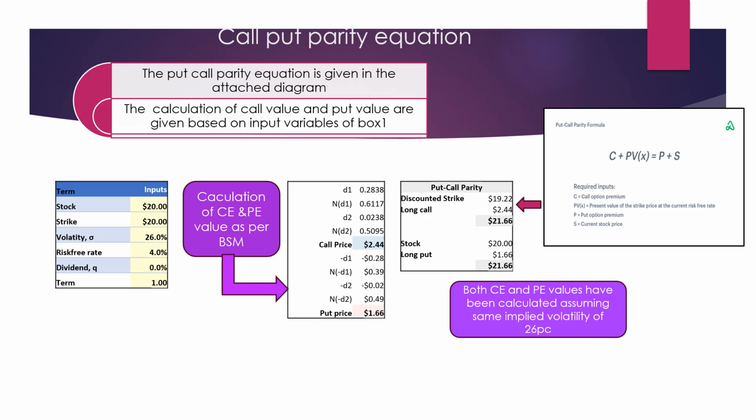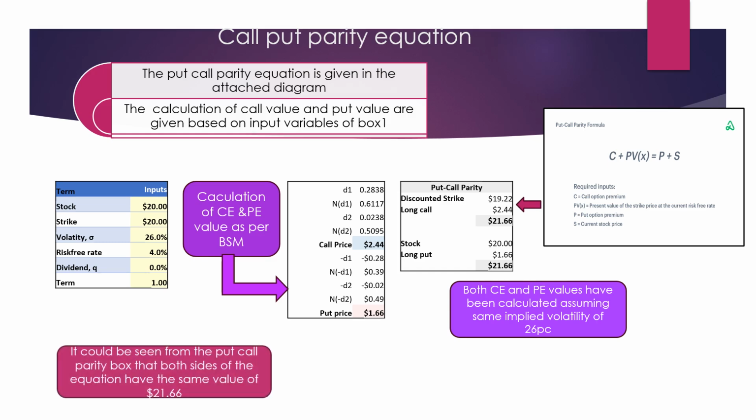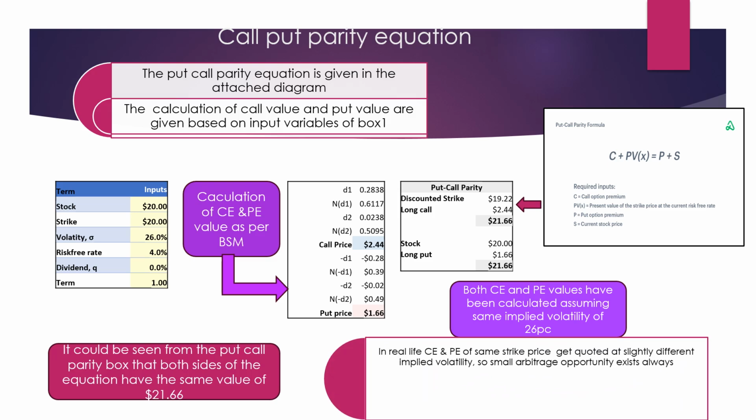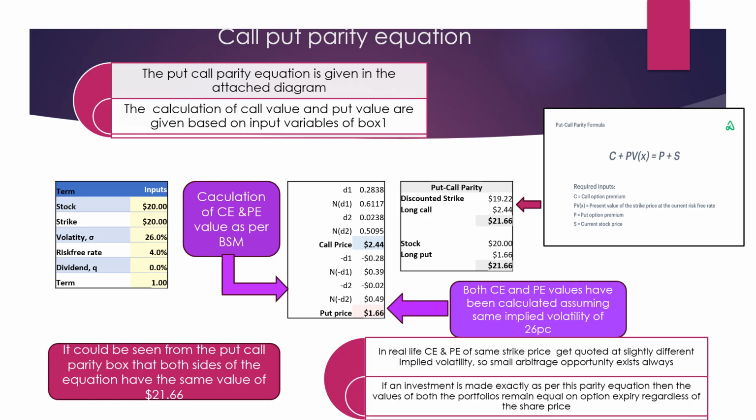But here both call and put values have been calculated assuming the same implied volatility of 26% as mentioned in the box 1. However, in real life, call and put options of the same strike price get quoted at slightly different implied volatility, so small arbitrage opportunity always exists. If an investment is made exactly as per this parity equation, then the values of both the portfolios remain equal regardless of the share price.